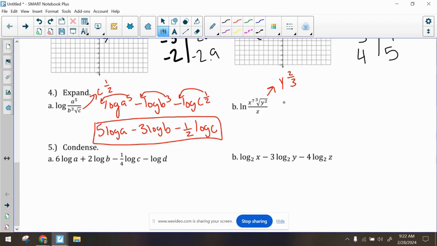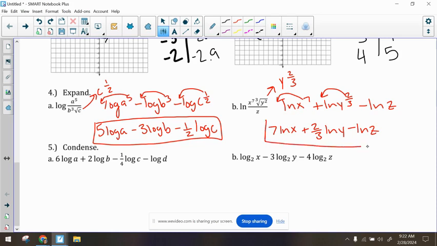And as I separate this out, this is going to be natural log of x to the 7th plus natural log of y to the 2/3. Both of those two things are positive because both x and y were in the numerator, minus natural log of z. And just like the previous one, I'm going to finish this one out by throwing those exponents in front of the log in which they came from. So my final answer is 7 natural log x plus 2/3 natural log y minus natural log of z.